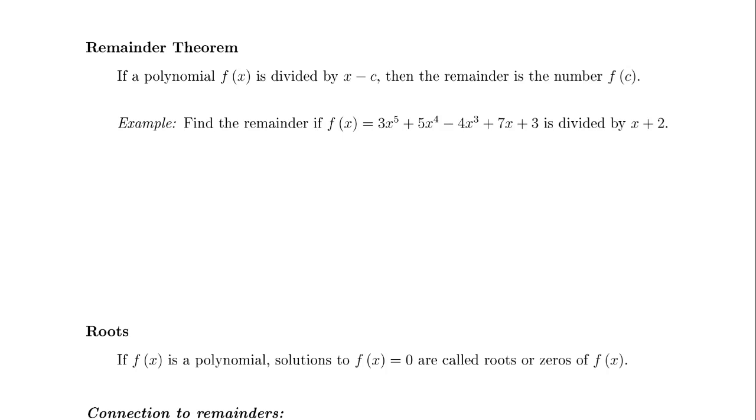So what we just found in the last one is that if a polynomial f of x is divided by x minus c, then the remainder is the number f of c. Now we can only do this when we're dividing by x minus some number. That's fine. That's a very common thing that we want to do. So we can't do it always in general if we want to divide by x squared plus 8 or something like that. It's not the same thing.